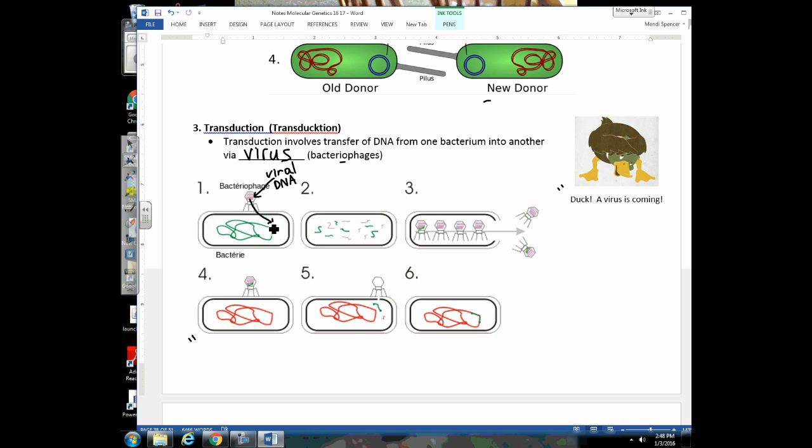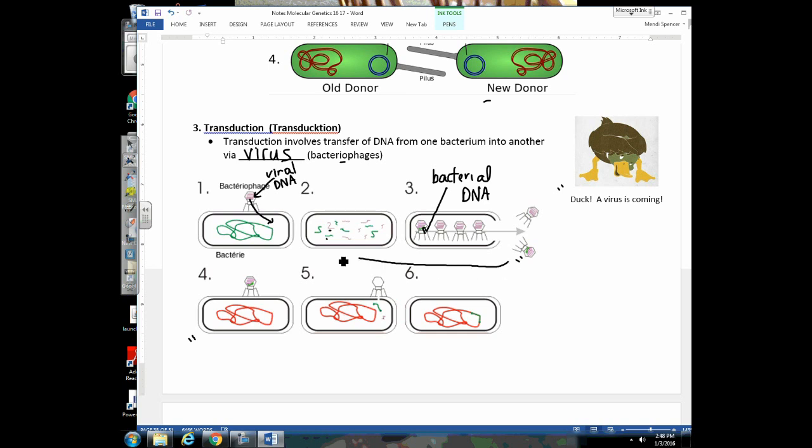So now we have virus DNA, purple, and we have the bacteria genome that can get digested up into small bits. The bacteria cell is going to be producing new viruses, and you can see right here, this green part, this is some bacterial DNA, and it got packaged into this virus. So this virus contains viral DNA and it also contains bacterial DNA.